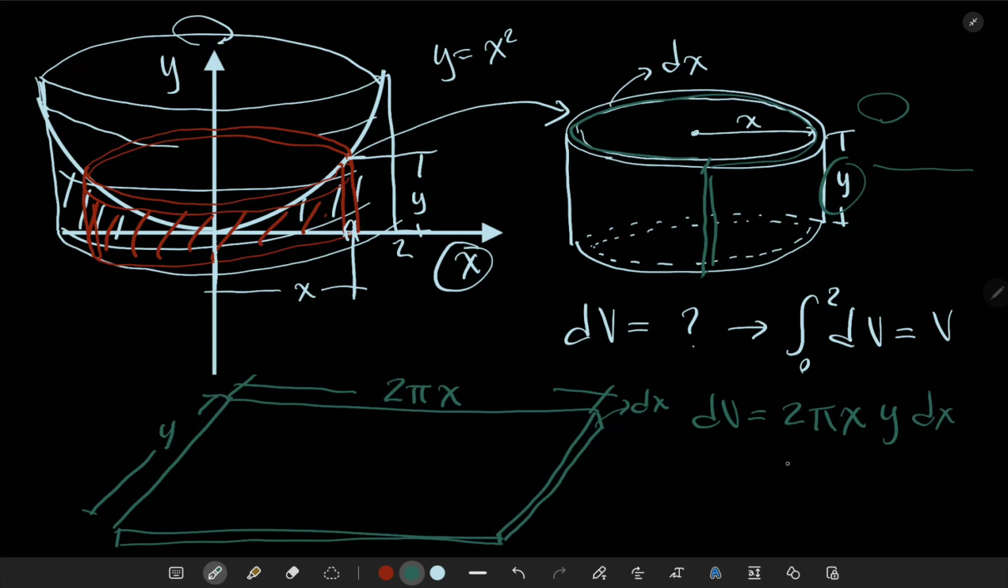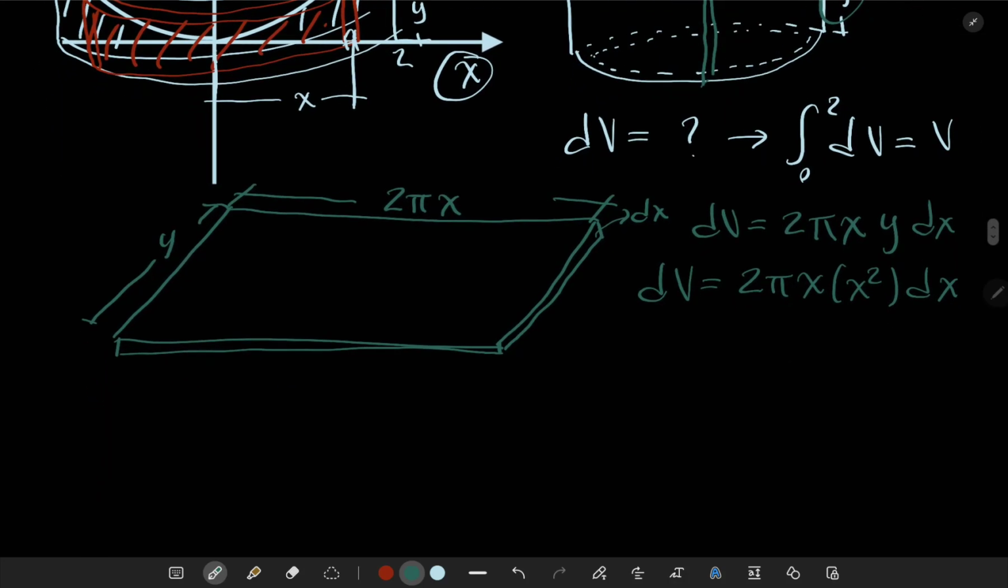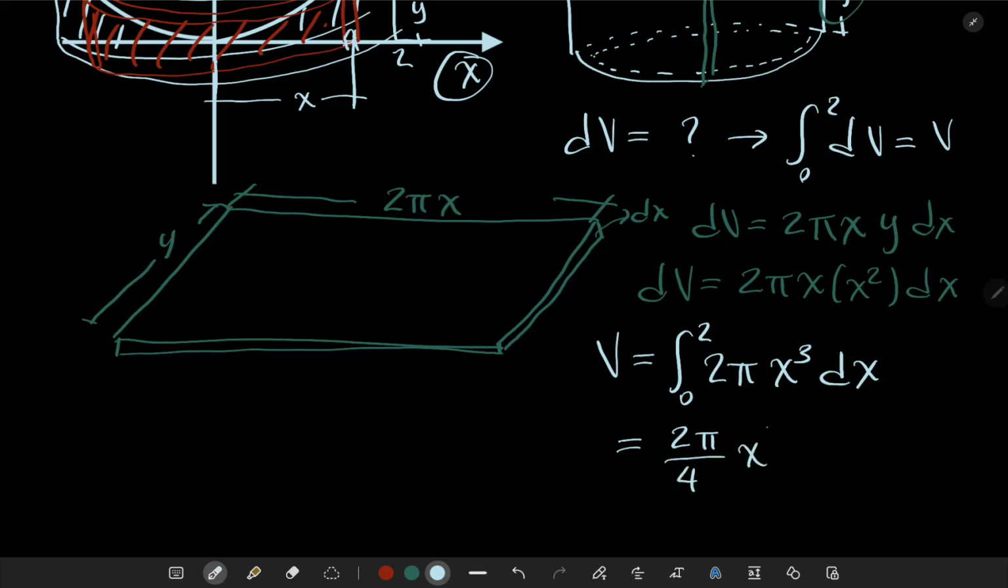All right, and now what we do then is we figure out what y is. But remember, y is given to us as x squared. So dV equals 2 pi x, and instead of y, x squared dx. And now we're in position to write our integral. V is going to be the integral from 0 to 2 of 2 pi x times x squared, which is x cubed, dx. Now we can integrate: 2 pi, this is going to be x to the 4th over 4, between 0 and 2.